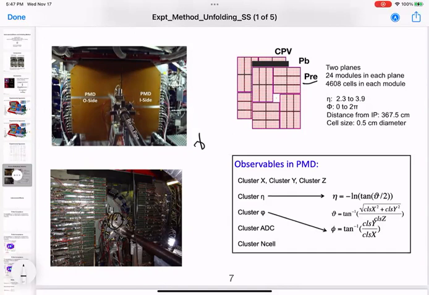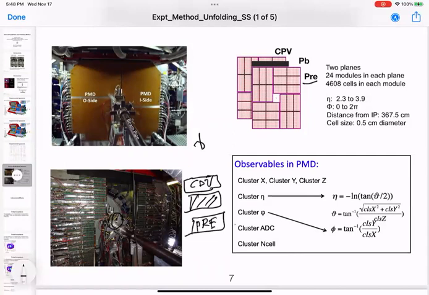Let me now tell you briefly about the basic principle of the PMD, how it works, because we'll also be using this kind of information later in the discussions. PMD has 3 planes, as I said: the pre-shower, the lead plane, and the charge particle veto. So let's consider this is our CPV, and then we have, let's say, a lead converter here, and then we have a pre-shower plane.